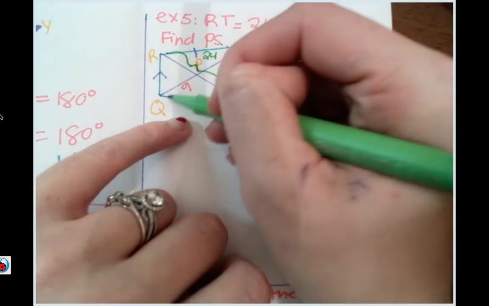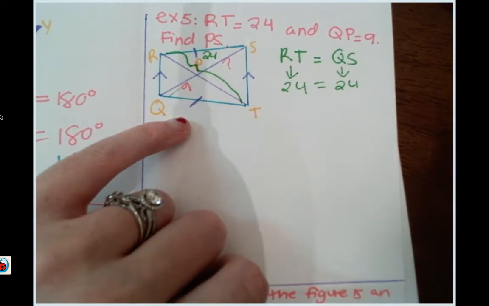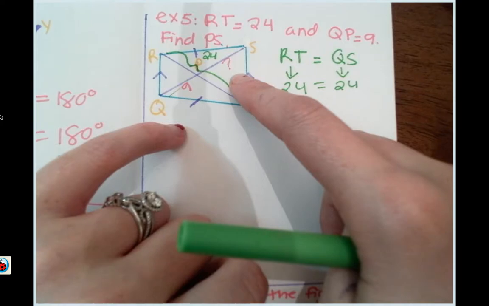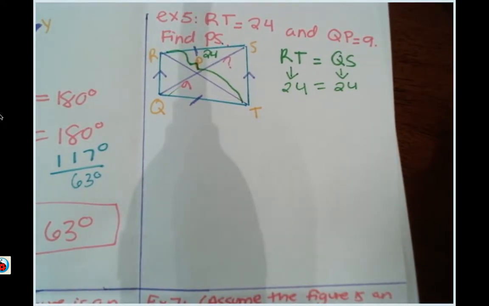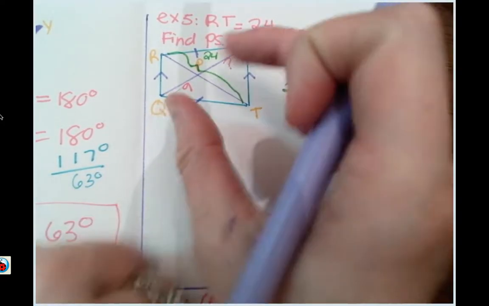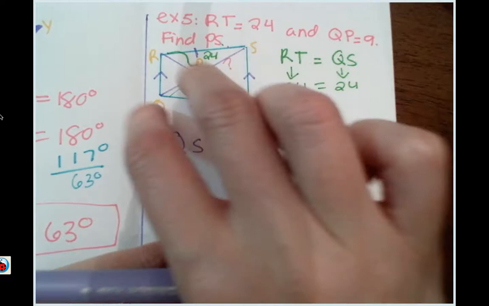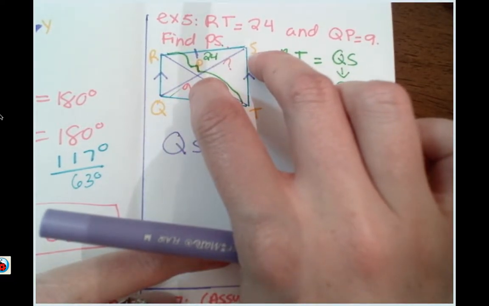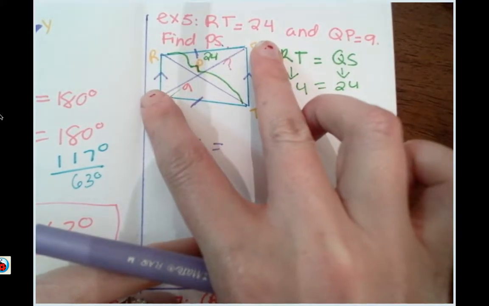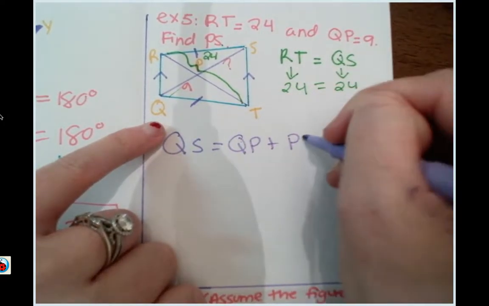So, we know that the entire diagonal is 24, and we know that a piece of the diagonal is 9. So, how could we find the missing part of our diagonal? Well, let's talk about the segment addition postulate real quickly. Based on the segment addition postulate, an entire segment equals the segments added together that are within it. So that means that QS will break down into segments QP and PS. So segment QP added to segment PS will give me the entire diagonal. So we have QS equals QP plus PS.